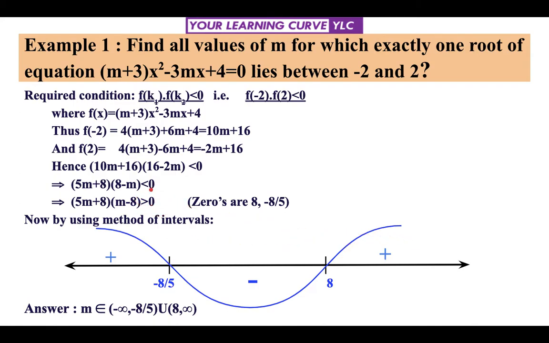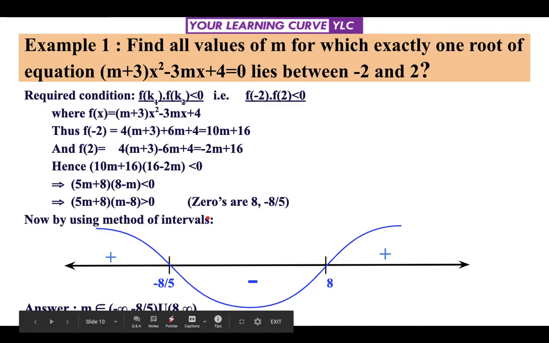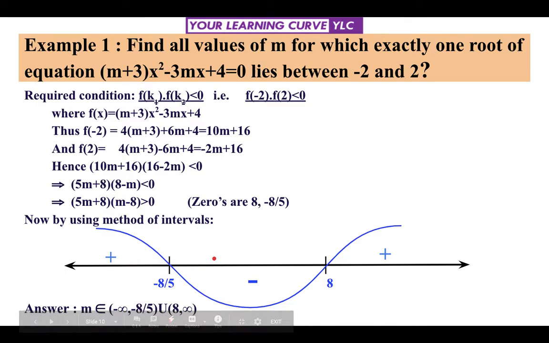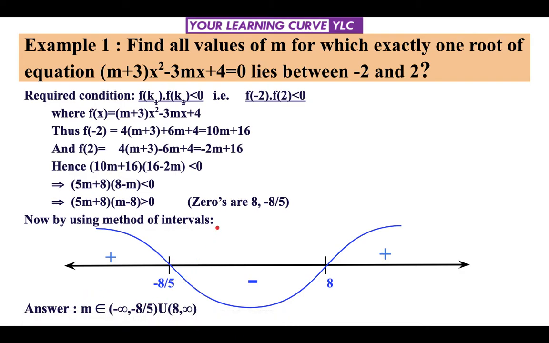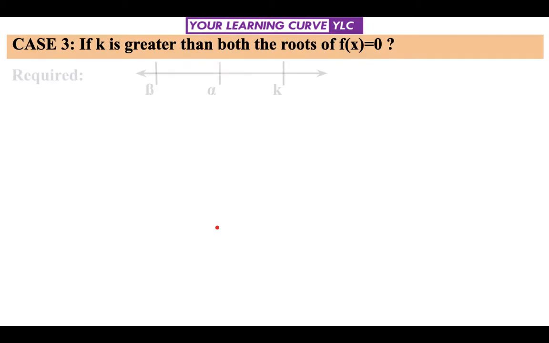Since there is no equality, we have to put open brackets at all the endpoints, and minus infinity and plus infinity, remember, are never included. You have to always put open brackets at minus infinity and plus infinity. So our final answer is this: m belongs to minus infinity to -8/5 union 8 to infinity.